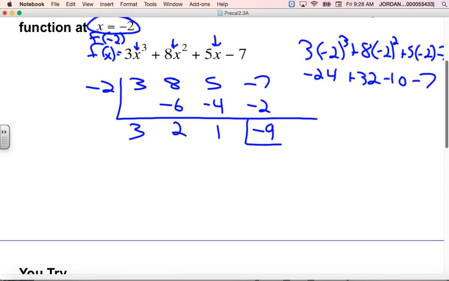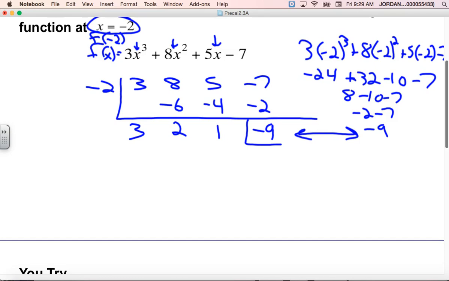Now we would add all these together, and we would get negative 24 plus 32 would be 8, minus 10 minus 7. 8 minus 10 is negative 2. Negative 2 minus 7 is negative 9. So notice how these match, right? So it's just a different way to evaluate a function: you do synthetic division with the number you want to evaluate at, and whatever your remainder is, the remainder is the key part. That's your answer for what you would get if you plug in that value to your function.